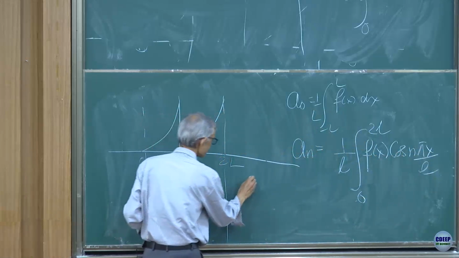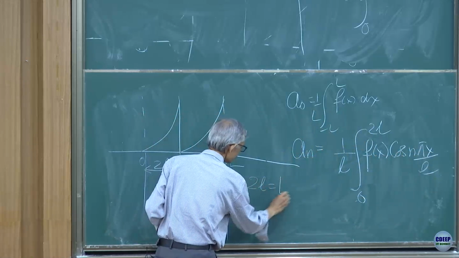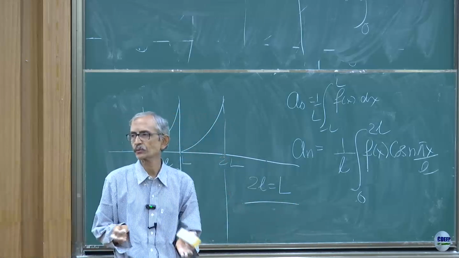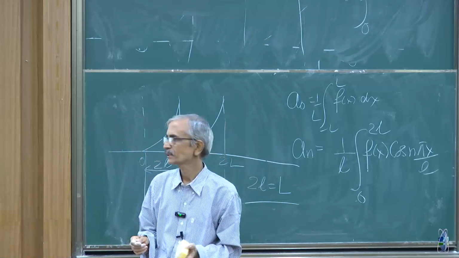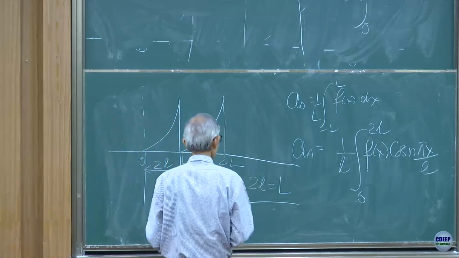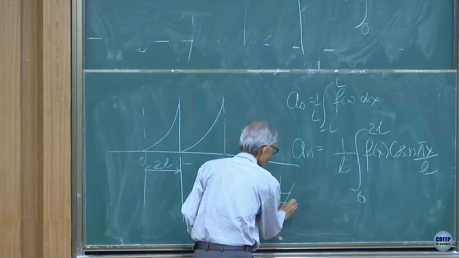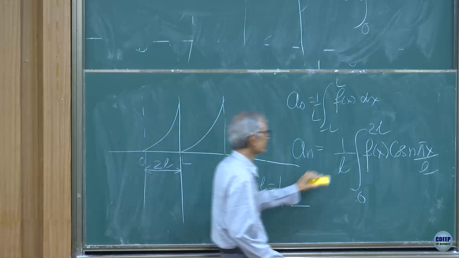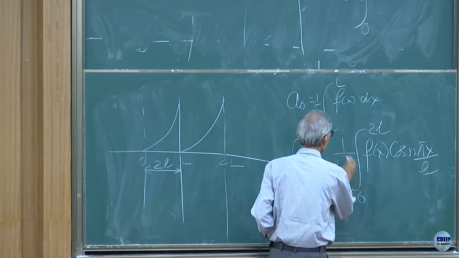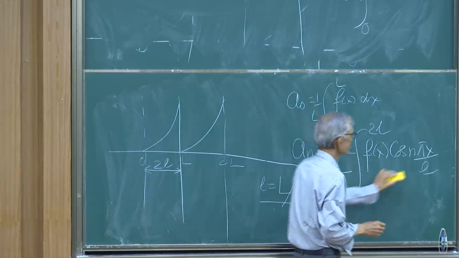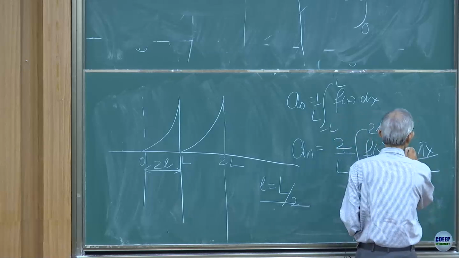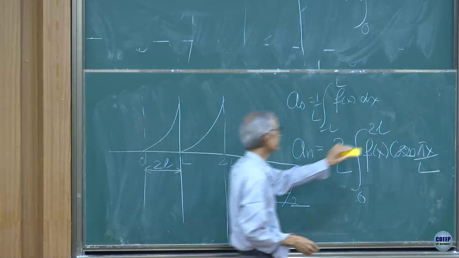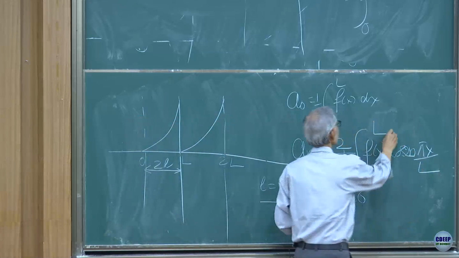Now 2L is an artificial period for me because capital L is the actual period. Okay, so capital L is the actual period. So little l is L by 2. Okay, so little l is L by 2. So this will be capital L by 2, L by 2. Okay, and 2l is equal to capital L.